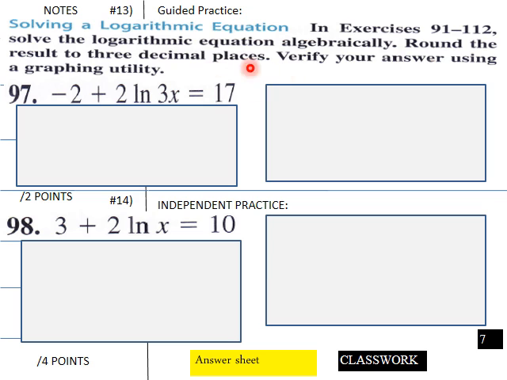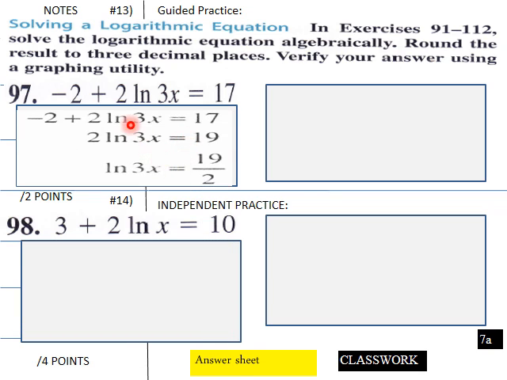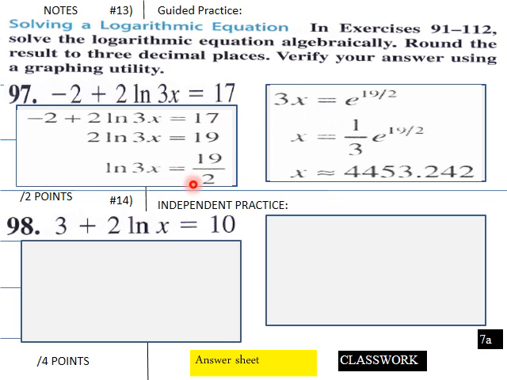Okay, we got an issue here. Verify your answer using a graphing utility. So we want to solve and graph this logarithmic equation. Same thing down here. Up here, we add 2 to both sides, divide through by 2, and then we exponentiate each side. e to the natural log 3x equals e to the 19 over 2. This side cancels down, divide through by 3, x equals 1/3 e to the 19 over 2 power, and that comes out to that number there.